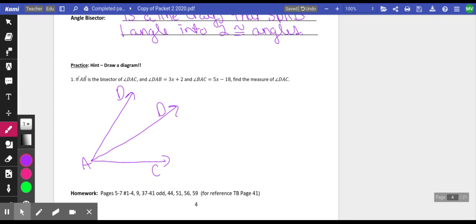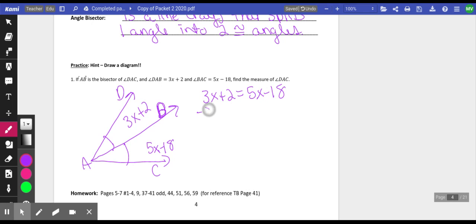That means angle DAB is the same as angle BAC. We use these little marks to indicate they're the same. So DAB is 3x plus 2, and BAC is 5x minus 18. We know that BA is the angle bisector, so we know 3x plus 2 is equal to 5x minus 18.